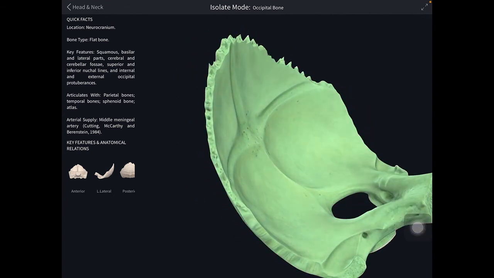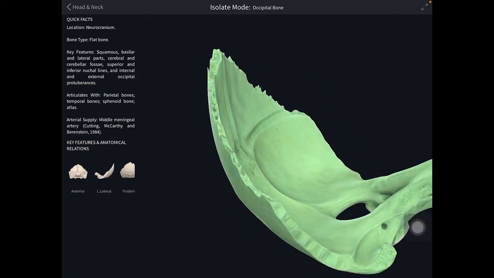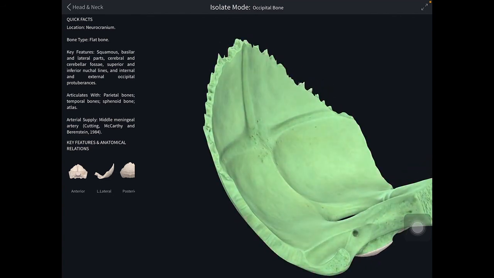Lateral angle is the meeting point of the occipital, parietal and mastoid part of temporal bones and is known as asterion. So you should now remember so many ions we have learnt: nasion, pterion, inion. Now this is asterion, where usually the posterolateral fontanelle is present in the fetal skull.